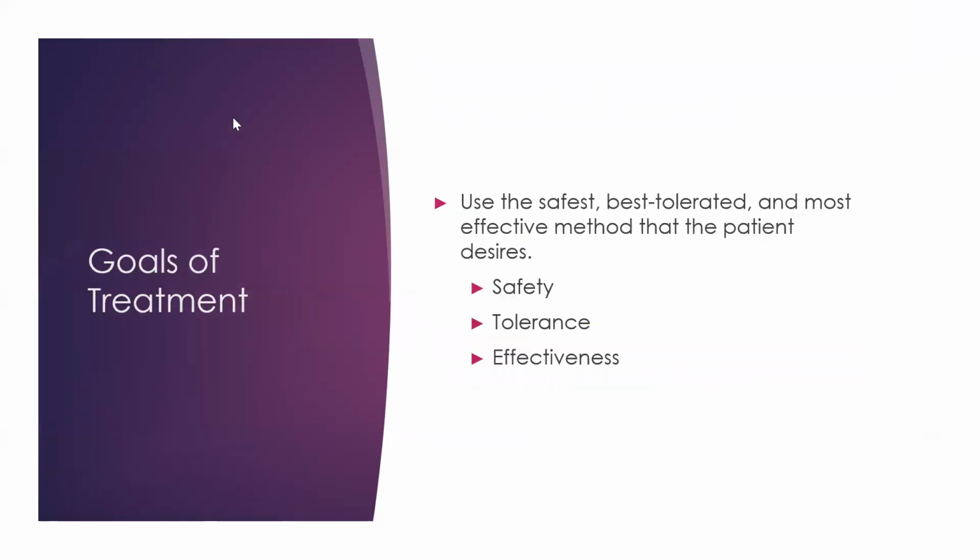So our treatment goals with this, we want the safest, best tolerated, and most effective medication that the patient desires. So in order to do this, we have to also know about any kind of cultural or religious determinants, as well as the partner acceptance. Is that always going to guide our decision? It can be taken into account for sure, but it's always going to be up to our patient.